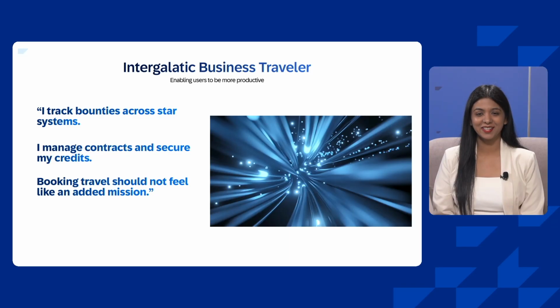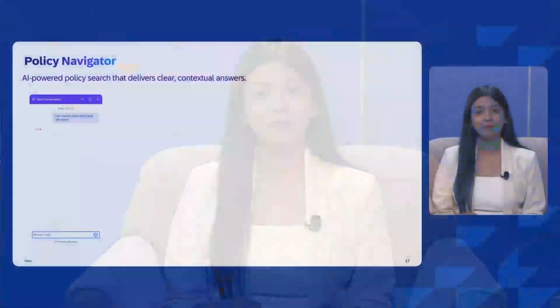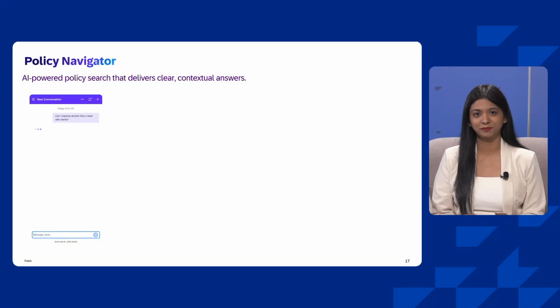That's a very real challenge, because travel booking shouldn't feel like a project. It should feel effortless. Let me show you how Joule brings intelligence directly into the traveler's workflow. One of the biggest friction points in travel booking isn't the booking process itself. It's uncertainty. Uncertainty about policy, uncertainty about limits, uncertainty about what will get approved and what won't. And that's where Policy Navigator changes the game.